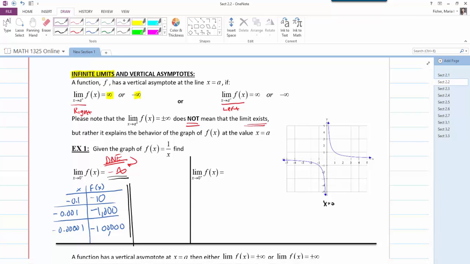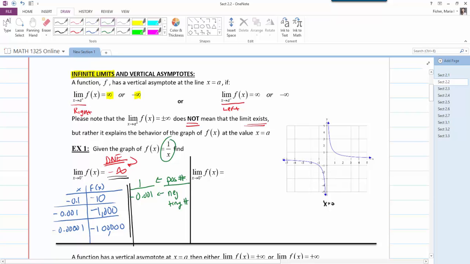One last way of finding this answer is the following. I want you to pick a number that is to the left of 0, but really tiny. In my case, I'm going to choose the number negative 0.001. So here's my function, 1 over negative 0.001. Well, 1 is a positive number, and negative 0.001 is a negative tiny number.